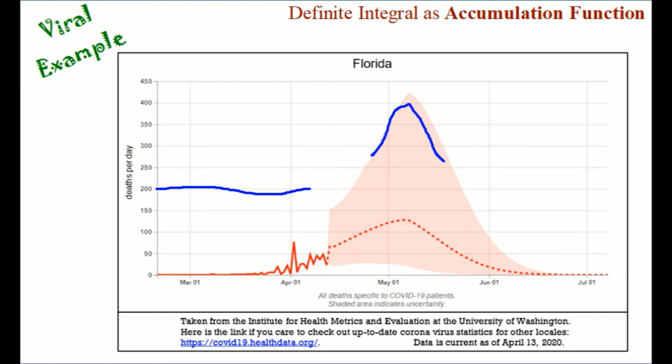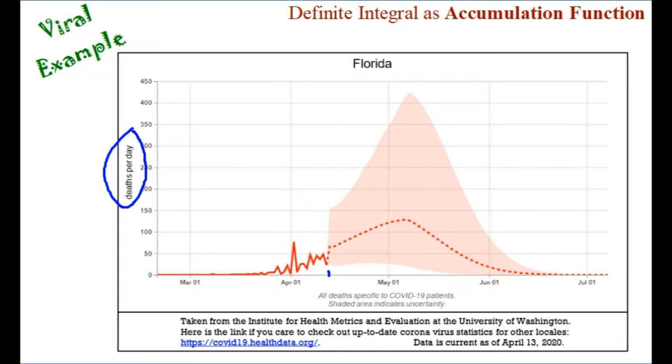This is the projected curve for Florida. Notice the curve is a rate. It's deaths per day. It's not the number of deaths caused by corona, it's the number of deaths per day caused by corona in Florida. Back here, this is actual data, and then starting here on April 13th, I pulled it from covid19.healthdata.org. The rest of this is projections based on their models.